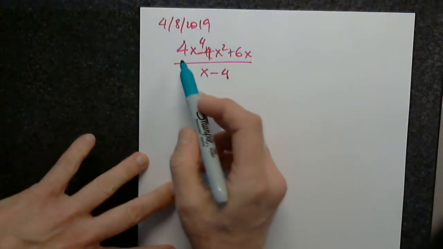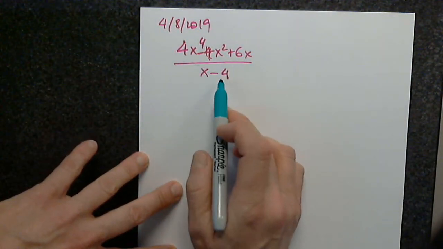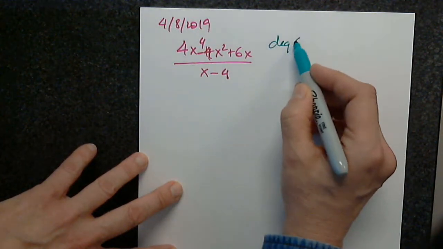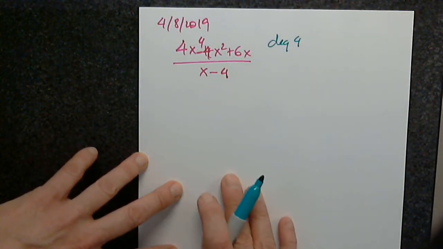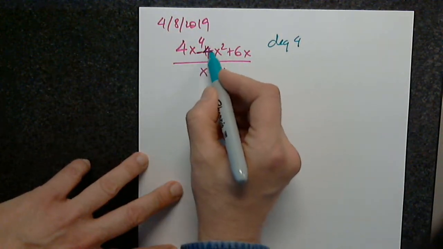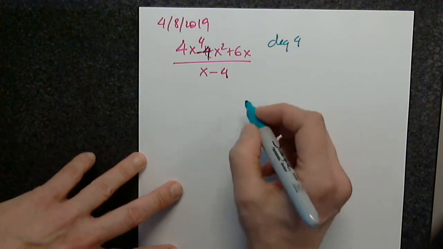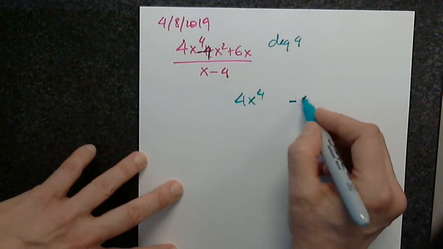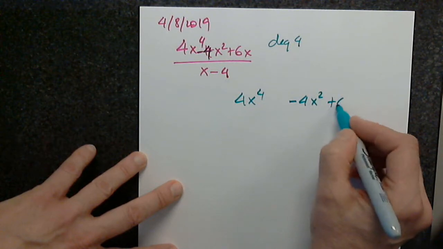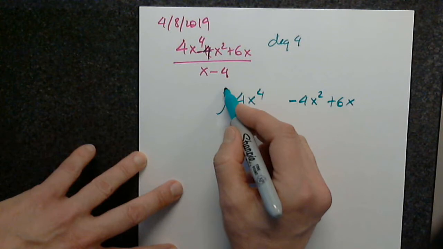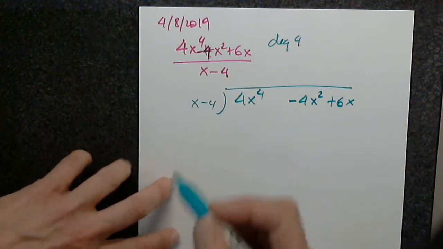Okay, so first of all, we have to make sure that top and bottom are in descending order. They are. Since the top has degree 4, we have to see 5 terms. Is that the four, minus four? Yes, 4x to the fourth, there is nothing for x cubed, so then minus 4x squared, and then plus 6x, and the last one is missing, but it's at the end, I'm fine. So then I divide by x minus 4.